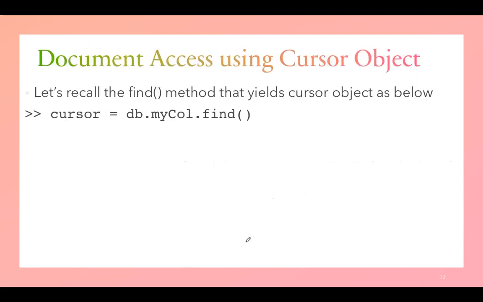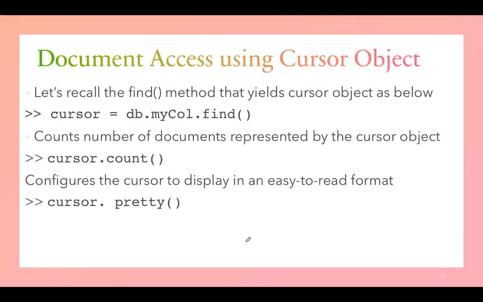Okay. So let's look into the cursor object. So let's recall the find method that yields the cursor object below. And one of the things you can do is use that cursor object, because once you do some sort of query, that query will create a cursor object. And using that cursor object, now you can count the number of documents following the query. So after doing the query, let's say 57 out of total 100 documents satisfy that particular criteria, those particular criteria in that find condition.